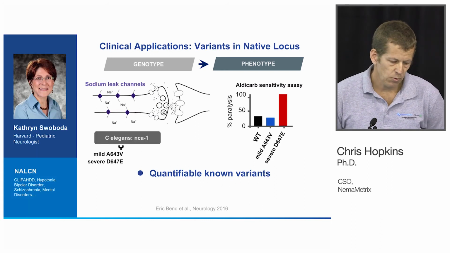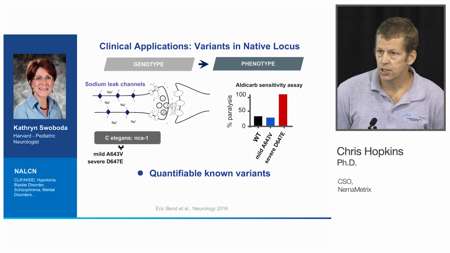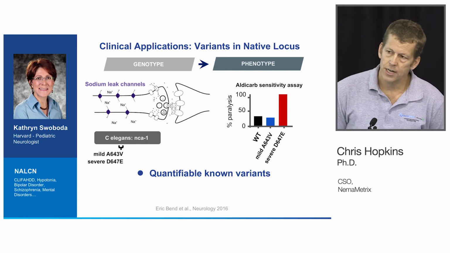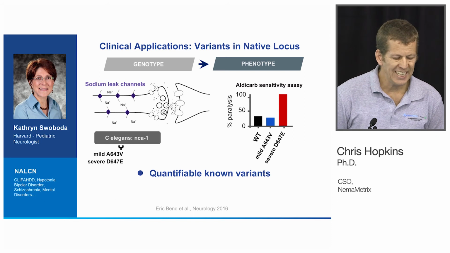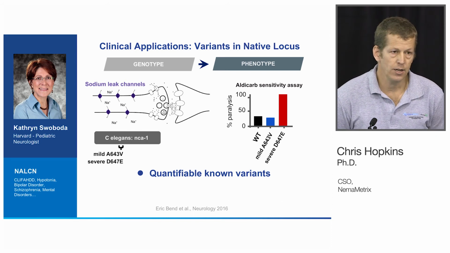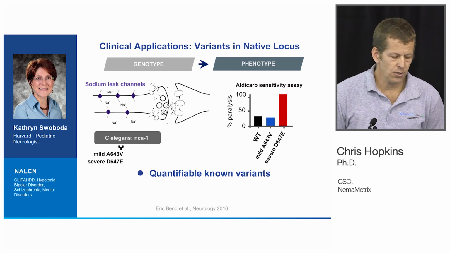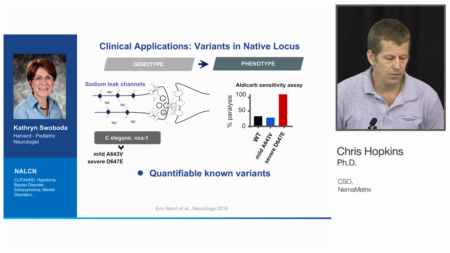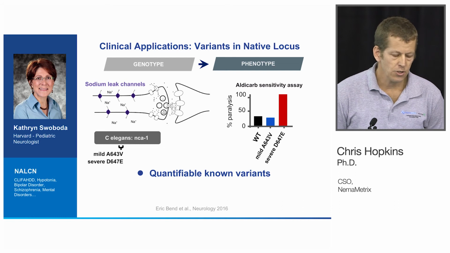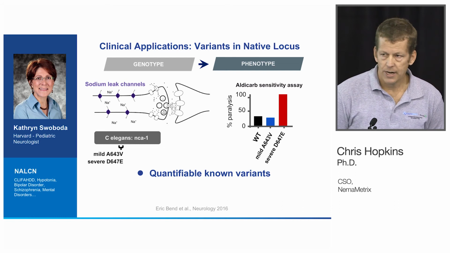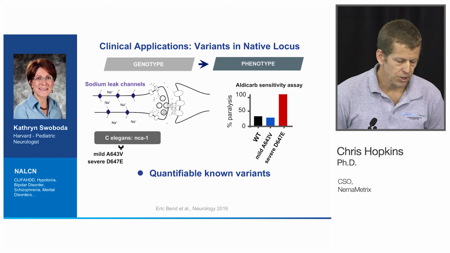In another example, we have Kathryn McCormick. She's a pediatrician at Harvard. She was interested in trying to understand the sodium leak channels and their role in neurotransmission. Sodium leak channels act to control the tone of the membrane, and so they control the strength of the signal. And when they're defective, you get altered neurotransmission.